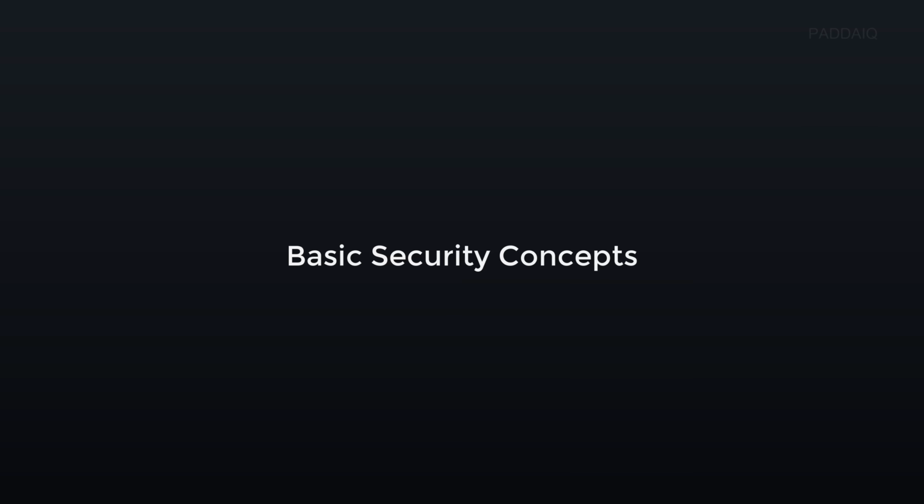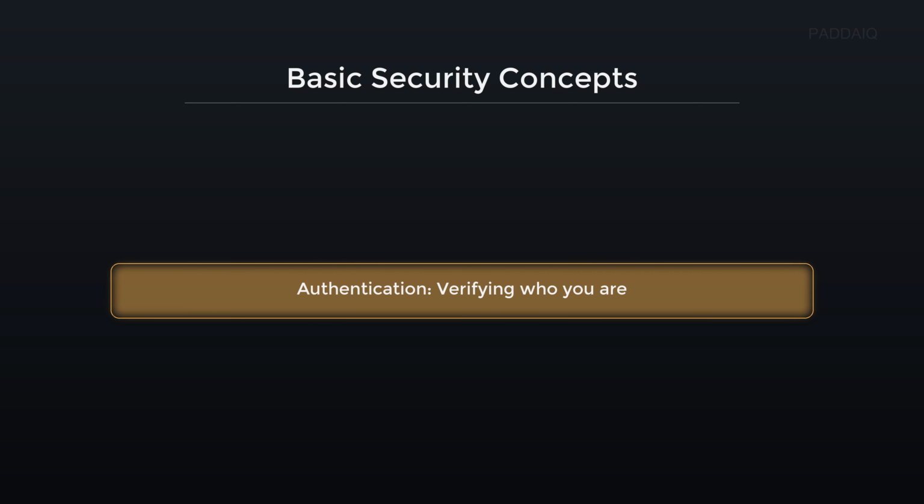Basic security concepts, foundational principles for enterprise protection. Authentication, verifying who you are. This is the process of confirming your claimed identity, like ensuring you are the person you say you are. For instance, logging into your email with a password proves to the system that it is really you. Establishing your identity is the essential first step in securing any system or application.